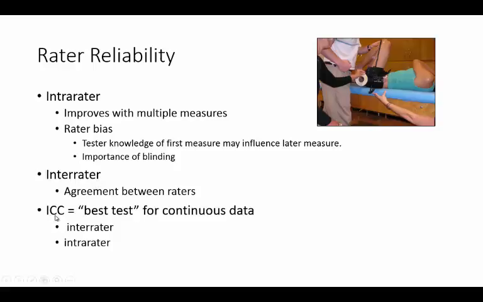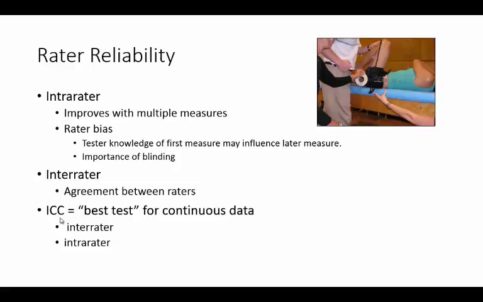Again, intraclass correlation coefficients is the best test for continuous data, which is most of the data that we use as physical therapists. Again, it is good for intra-rater and inter-rater reliability. Keep in mind that ICCs are between 0 and 1. 1 is the best. Nothing is 1 usually. If it is in the 0.90s, that's wonderful. But if it is 0.5 and so on, it is not a reliable measure.